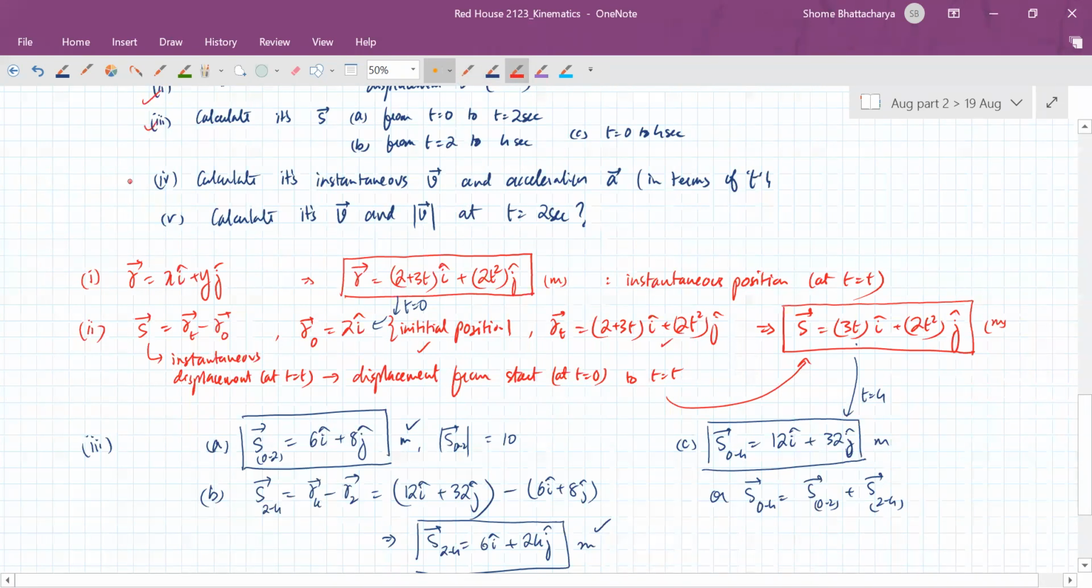Now let's come to the fourth part. In the fourth part, you have to use the definition of instantaneous velocity as the instantaneous rate of change of displacement, or rate of change of position. Whichever of the two you want to use, you can use. You can take this formula and differentiate it, or you can take this formula and differentiate it. Both will give you the same thing, which is the instantaneous velocity. And acceleration further you will get by differentiating that velocity term.